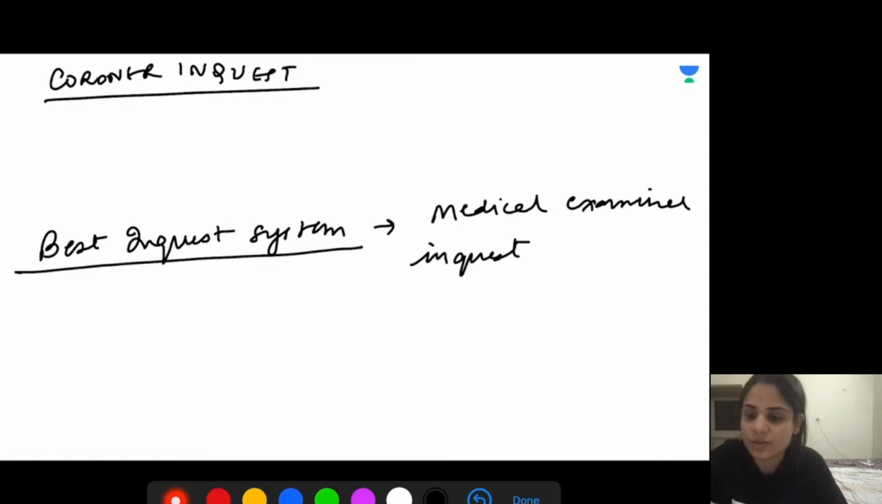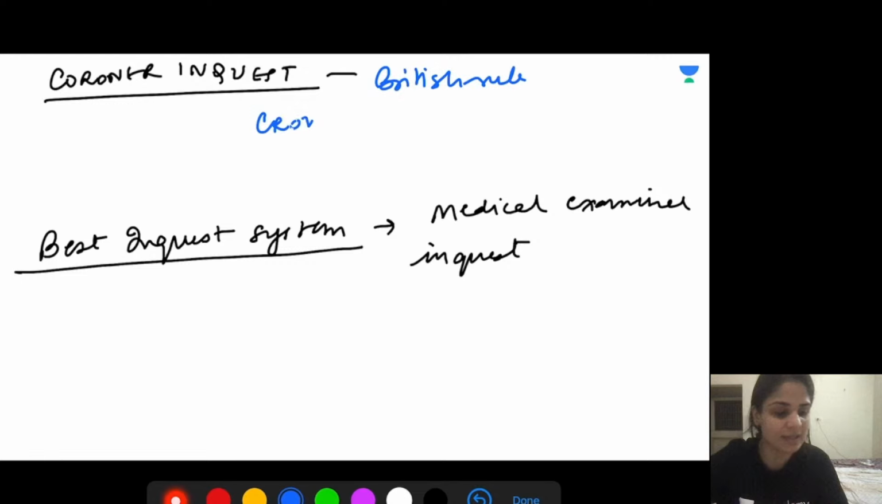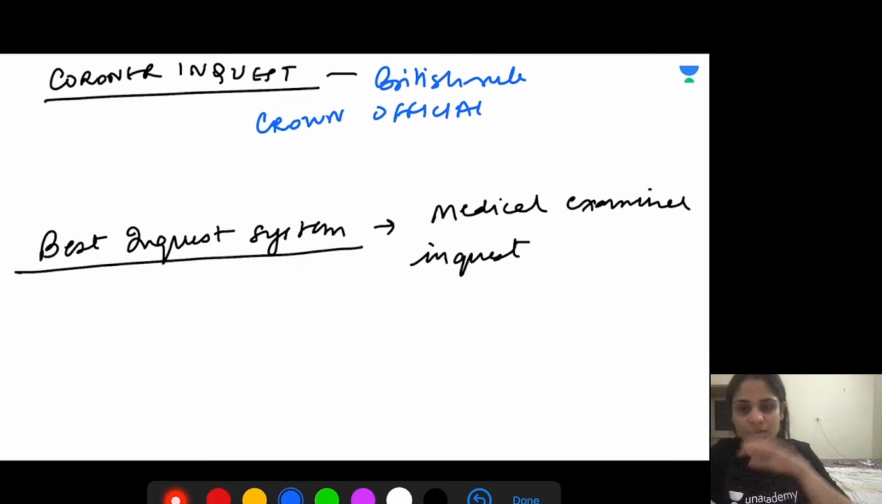Now, coroner's inquest used to happen during the British rule. The coroner was nothing but the crown official. What do you mean by crown official? Crown official is basically someone who is a part of the team of the Queen of England. During the British rule, they used to have the coroner carrying out the investigation, and obviously it was one-sided because the coroner used to always favor the Britishers. So that is called the coroner's inquest.